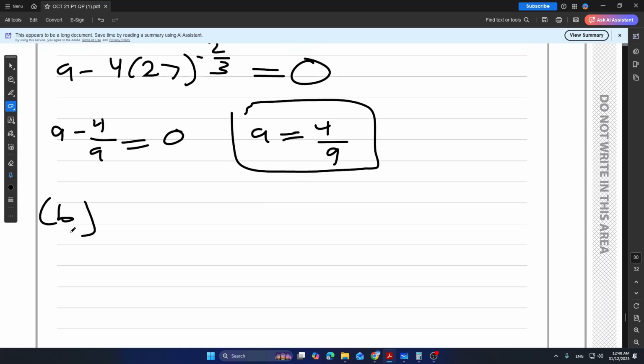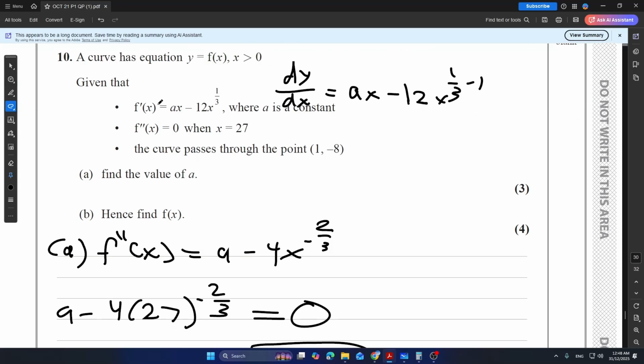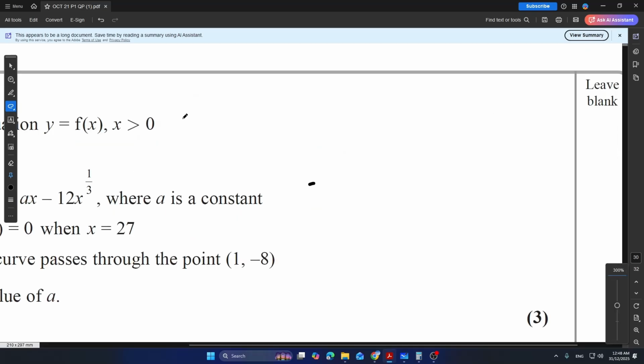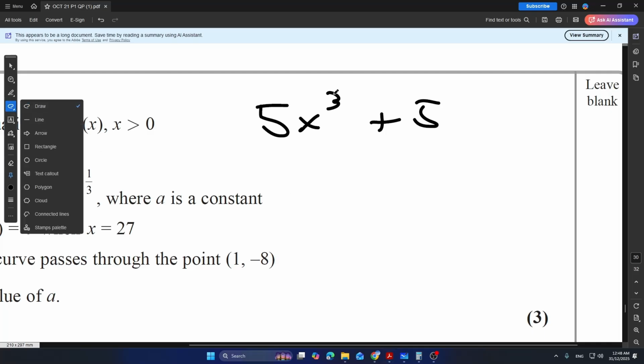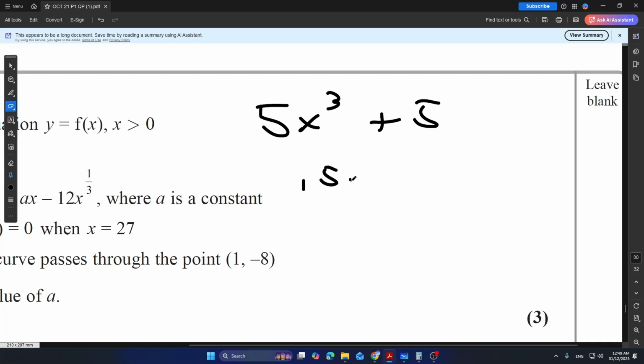Now B is going to be very easy. This is very important, by the way. Now that we have the value of A, we need to understand one thing. This is an important concept. When we differentiate an equation, let's say 5x cubed plus 5, the differential is 3 times 5, which is 15x squared, and the plus 5 is gone. So we get 15x squared.